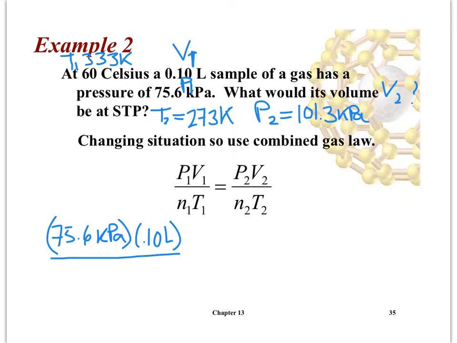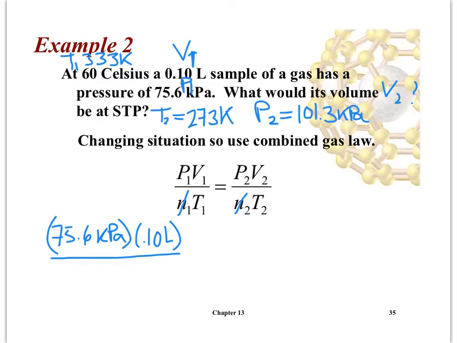Now, it says that that sample of gas is changing its temperature and pressure and volume, but it's the same sample of gas, so that means my amount is the same. When your amount is the same, or when anything is the same on both sides of the equation, you can cross those out. So because my amount is the same, n1 and n2 can cross out. Same thing if my temperatures were the same, I can cross them out, or if my pressures were the same, I can cross them out.